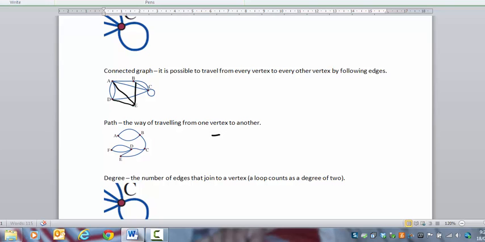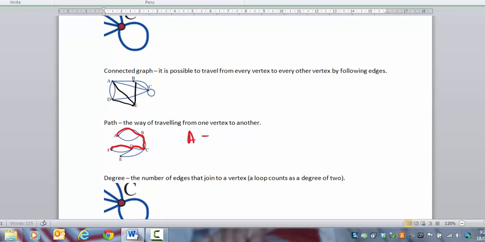We can draw another path as well. So if I select my pen again, let's do it in red this time. I can go A to B, B to C, C to D, D to F.